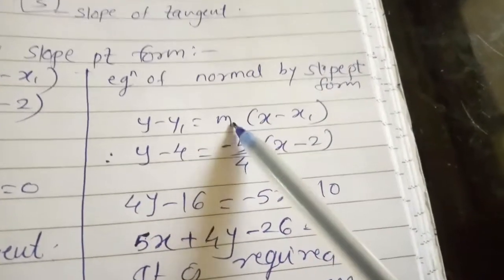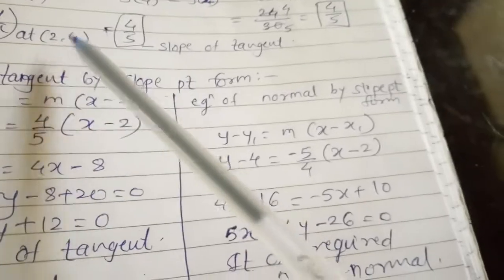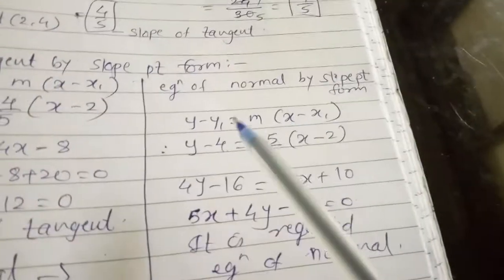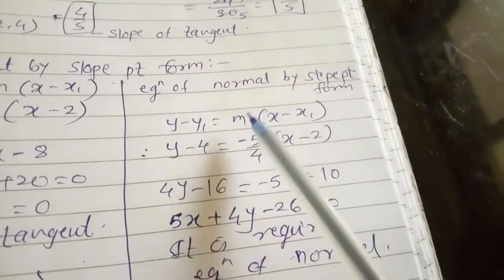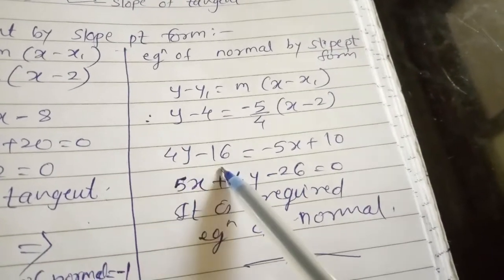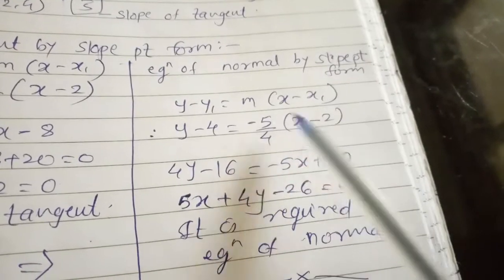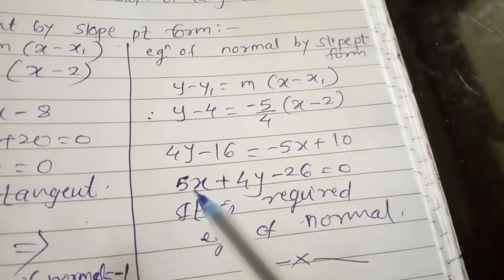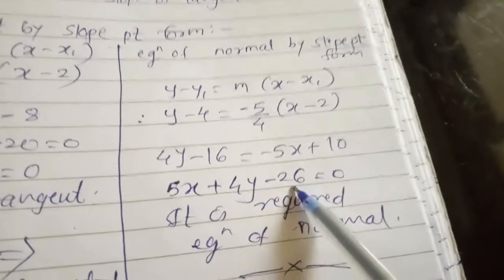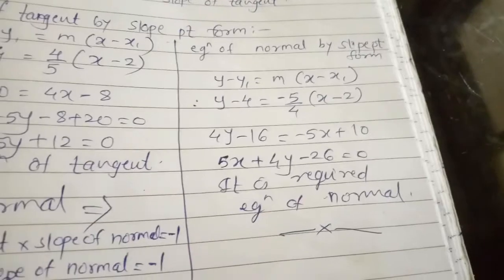So what is m here? m is the slope of the normal. So just put down the values of this point, that is 2, 4. 2 is x1 and this is y1. So y1 is 4 and x1 is 2 and m is minus 5 by 4. So move this 4 to this side, so we'll get 4y minus 16 is equals to minus 5x, multiplying the bracket by this minus 5, and plus 10. So 5x plus 4y minus 26 is equals to 0, and it is nothing but the required equation of the normal.